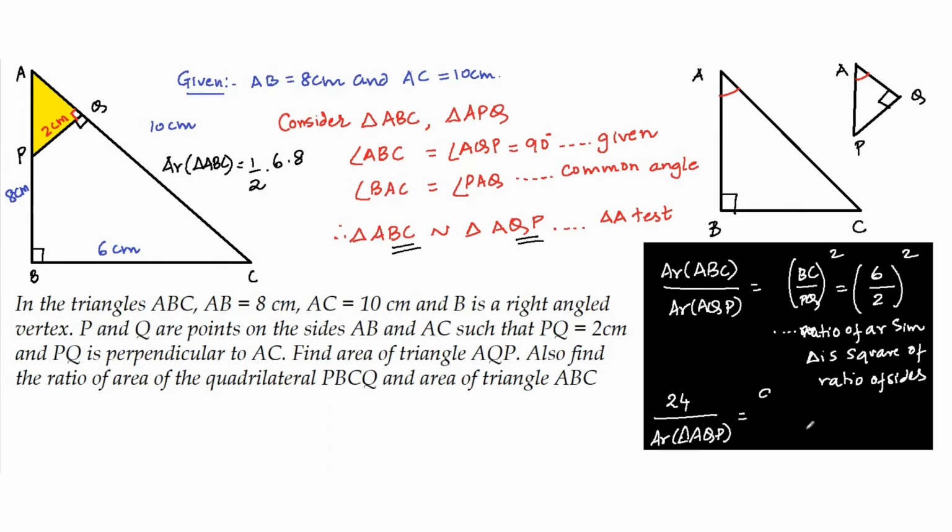3, the whole square is 9, right? And that's why we can conclude that the area of triangle AQP is going to be 24 upon 9, which is basically 8 by 3 square units. So this is how I find the area of triangle AQP.